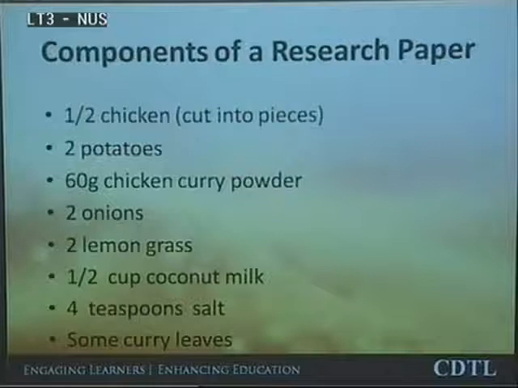Sorry, again. Okay. So let's talk about the components of a research paper. Does it make any sense?